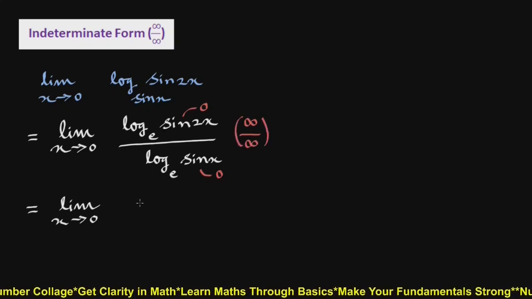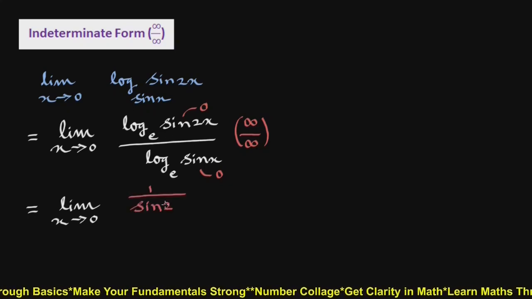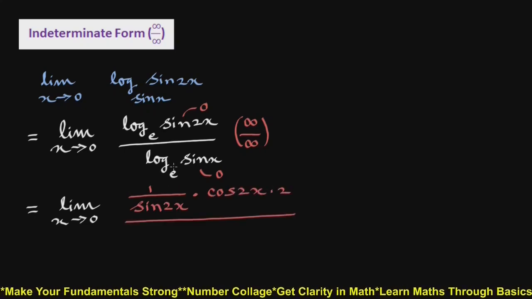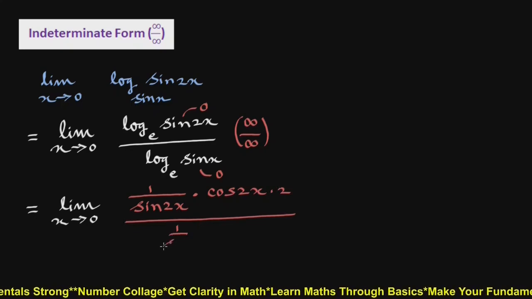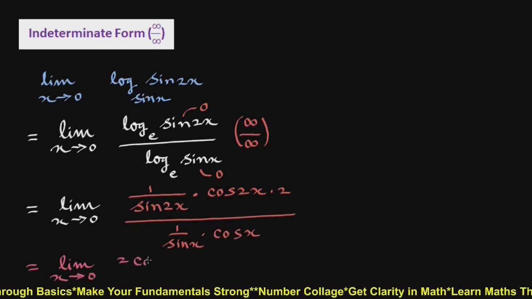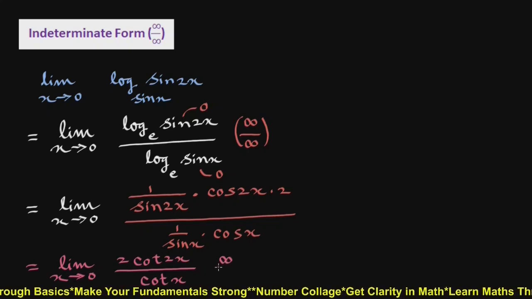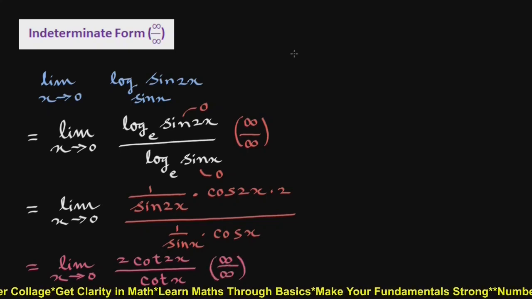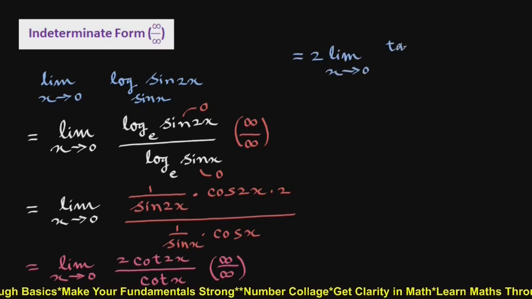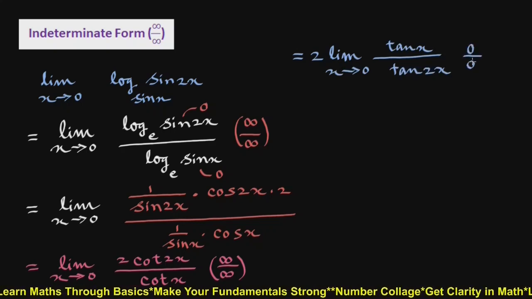We will apply L'Hopital's rule. Derivative of log sin 2x is 1 upon sin 2x into cos 2x into 2, upon derivative of log sin x, 1 upon sin x cos x, which is limit x tends to 0 of 2 cot 2x upon cot x. This again is infinity upon infinity indeterminate form. This we write as 2 limit x tends to 0 tan x upon tan 2x. This now is 0 upon 0 indeterminate form.